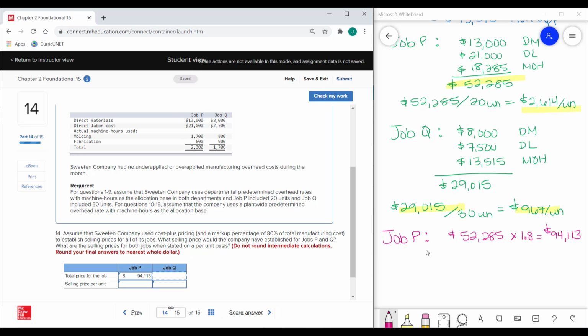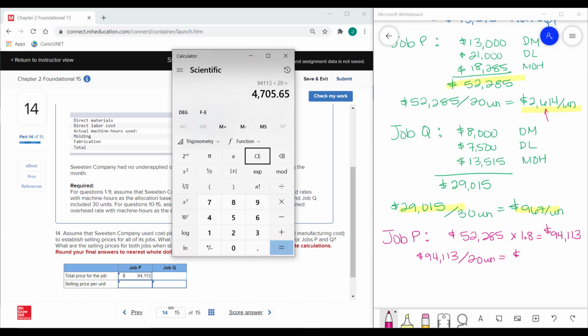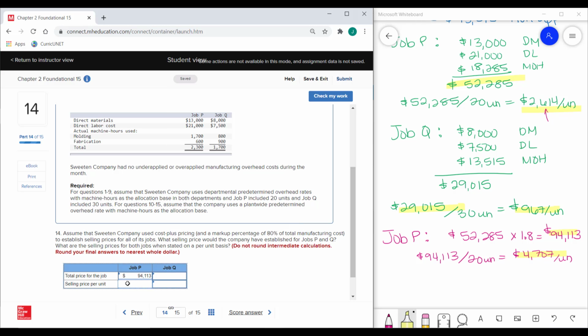But what would that work out to per unit? Well, we can take that per unit cost here and multiply it by 1.8, or we can take that 94,113 and divide that by 20 units to see what we should sell each unit for. So we can divide that by 20, and that would round to $4,707 per unit for this selling price for each unit within job P.